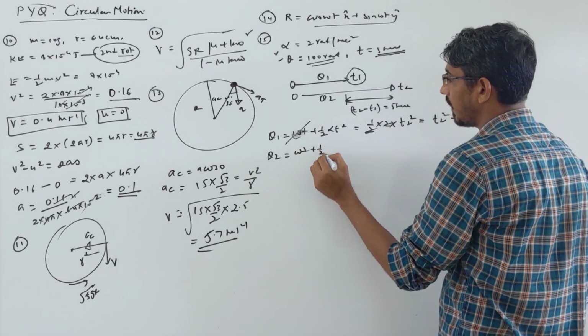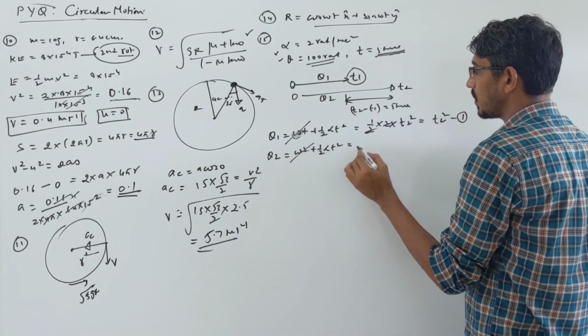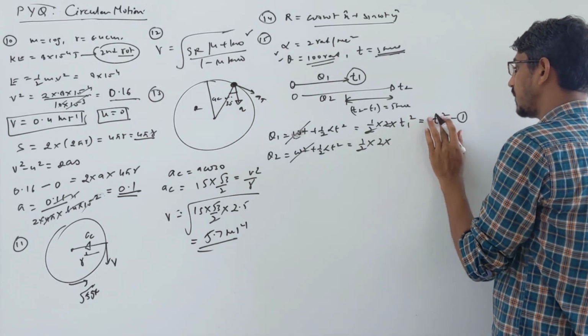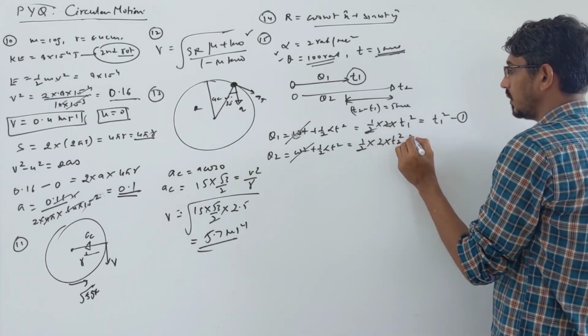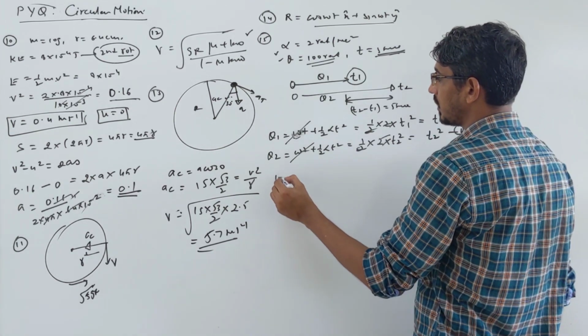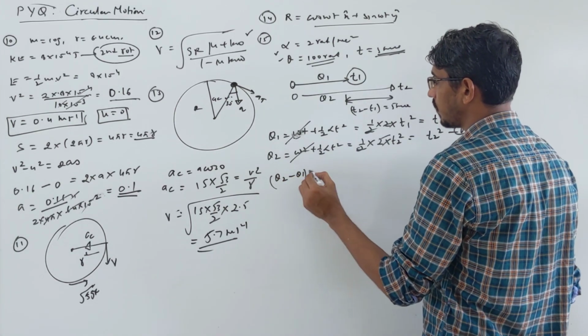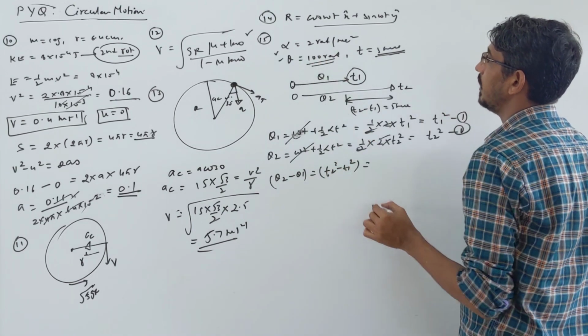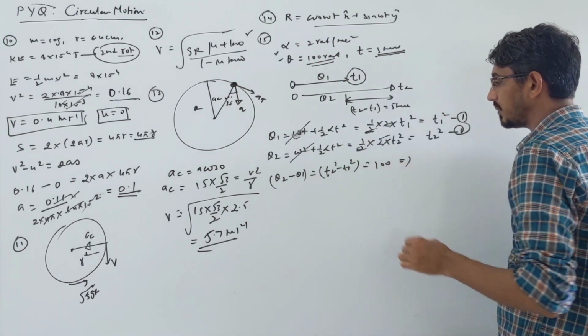Omega t plus half alpha t square. Again the initial omega is 0. Half alpha means 2, and here I write t2, so this also becomes t2 square. So theta 2 minus theta 1 is given to us as t2 square minus t1 square. This is already 100 radian, right? Okay, look here.